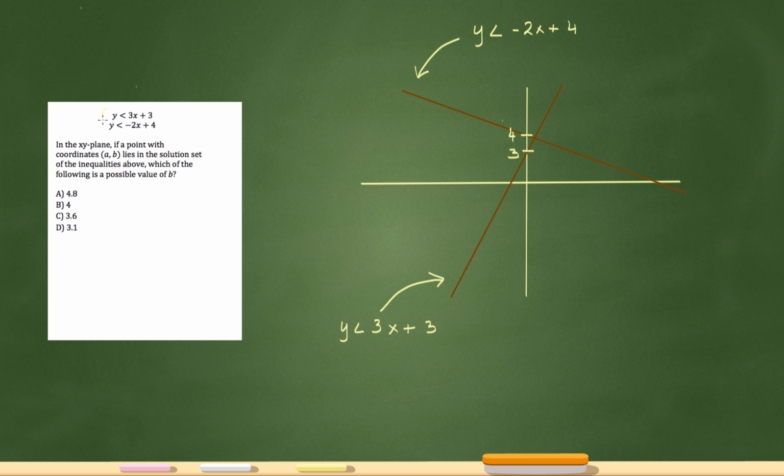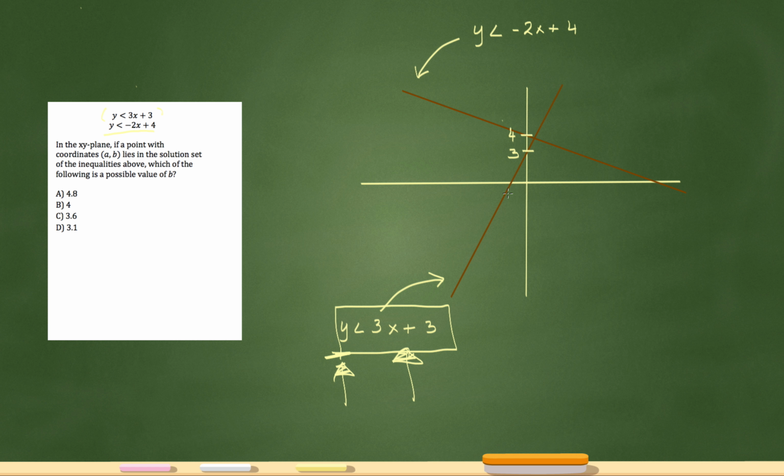So we're given this line over here, and then we're given this line y is less than negative 2x plus 4. And what I've done on the right side is just drawn this out. So you'll see this line over here that I have, that's y is less than negative 2x plus 4. And this line is y is less than 3x plus 3. So let's start with this one. Think about what this means.